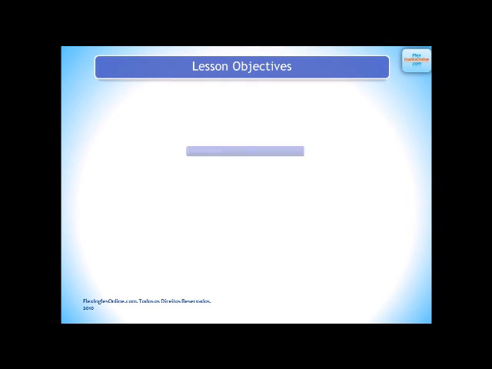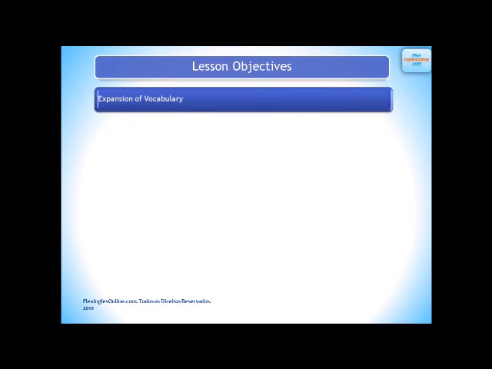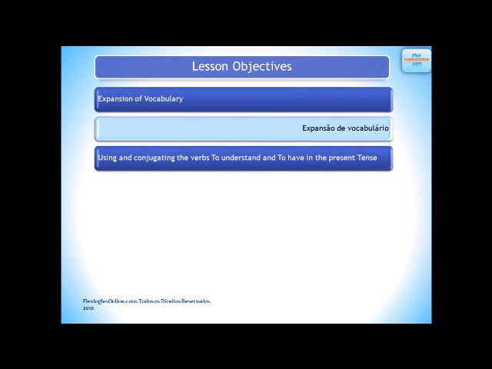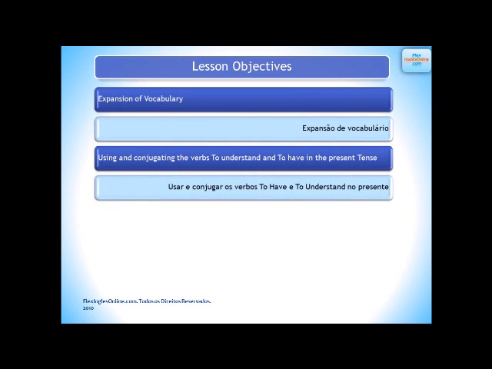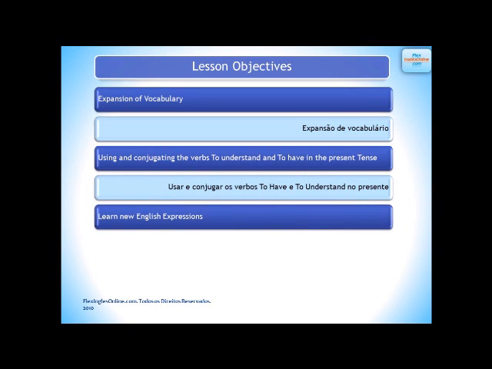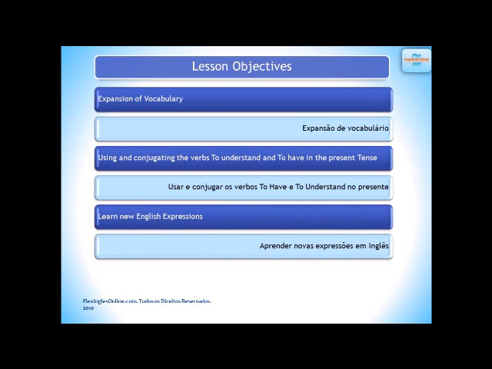Lesson Objectives: Expansion of vocabulary. Using and conjugating the verbs to understand and to have in the present tense. And learn new English expressions.